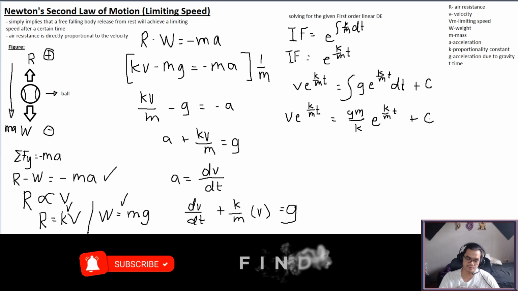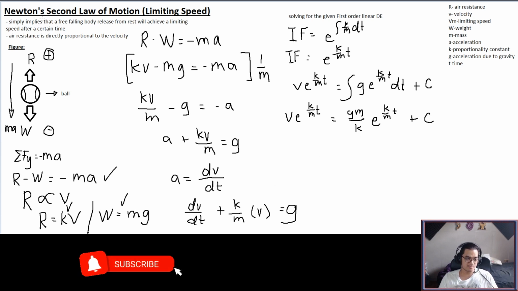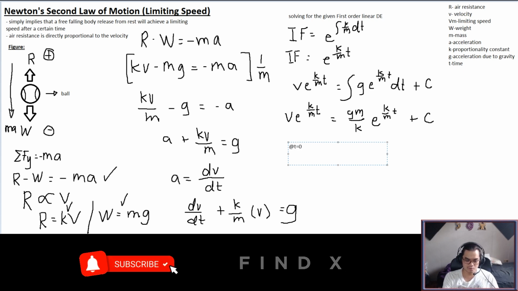We have to find the value of c. But as you know, if we have a condition here, as implied here, that simply implies a free falling body released from rest. Therefore, we can say that the first condition is, at t equal to 0, v must be equal to 0 also.